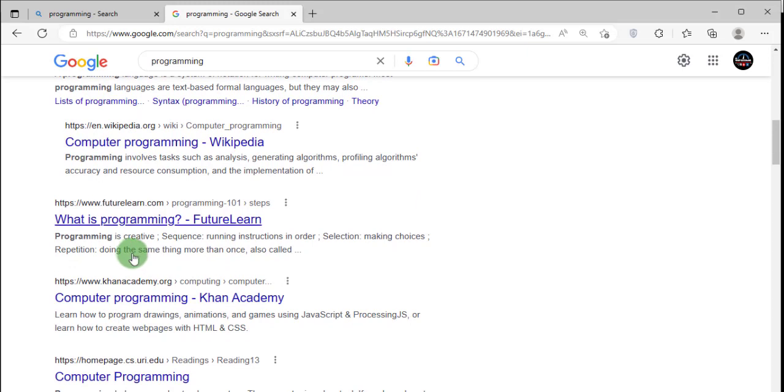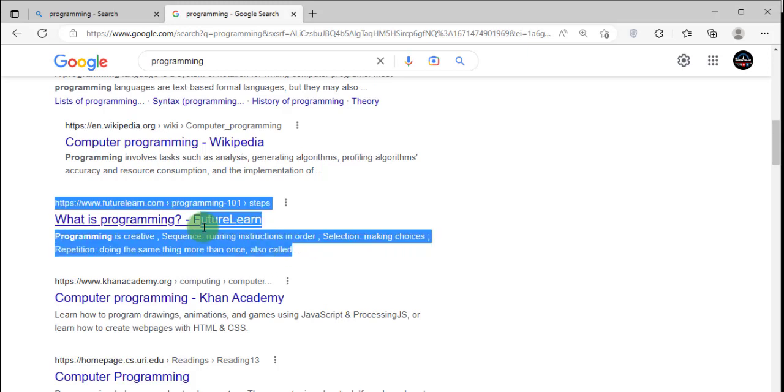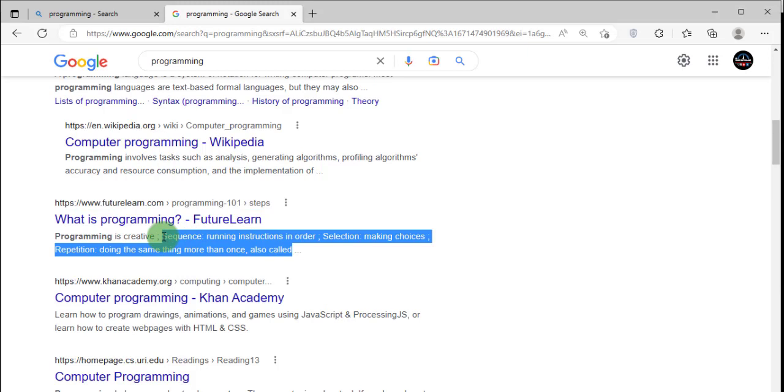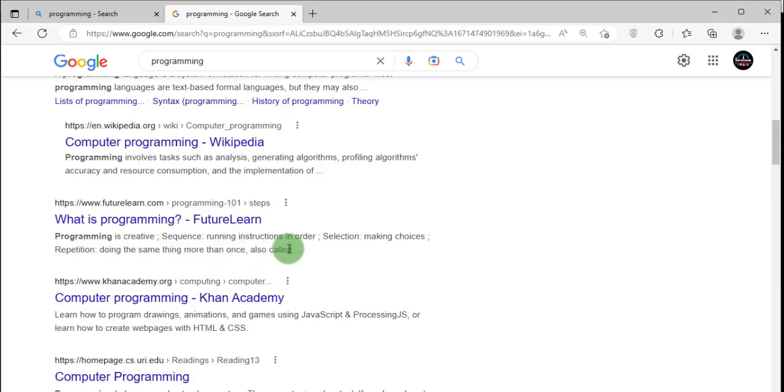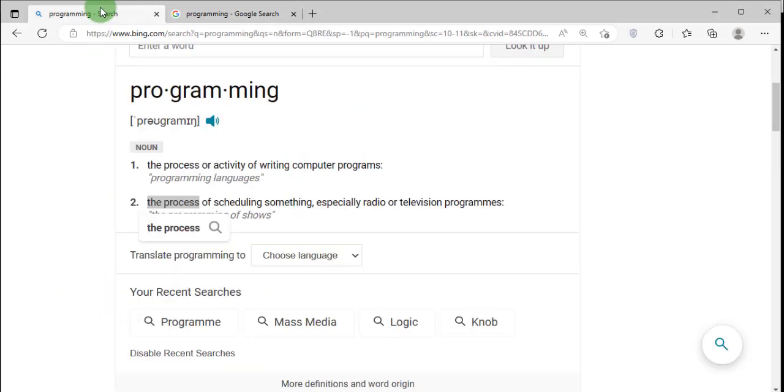What is programming? I think this website futurelearn.com is giving us something. Programming is a creative sequence: running instructions in order, selection, making choices, repetition, doing the same thing more than once. So this is like dissecting the word programming, and we will talk about this in more detail as well.